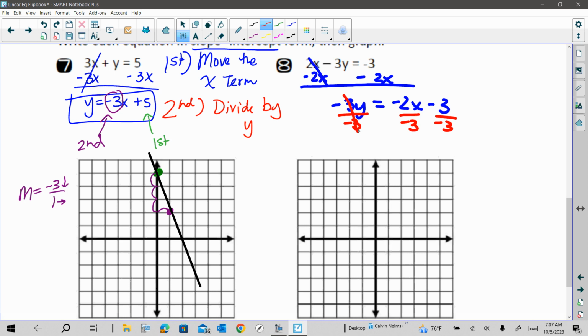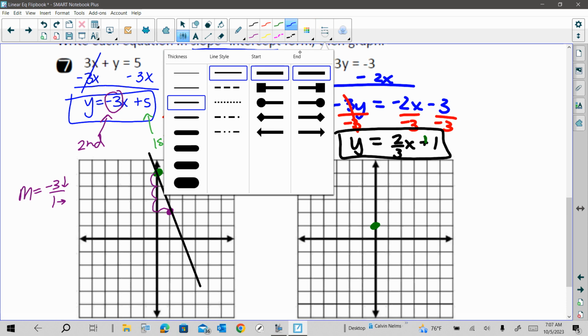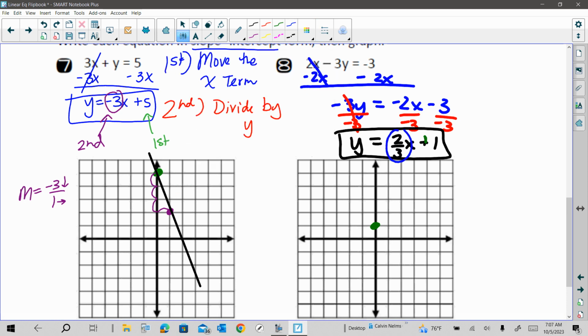Now I get my equation. My equation is y equals the negative divided by negative makes this fraction positive. So this positive 2/3 x, and then -3 over -3 makes that a +1. So now we're just graphing this. To graph, we should be starting on the y-intercept, which is the 1. Our slope is the 2/3.